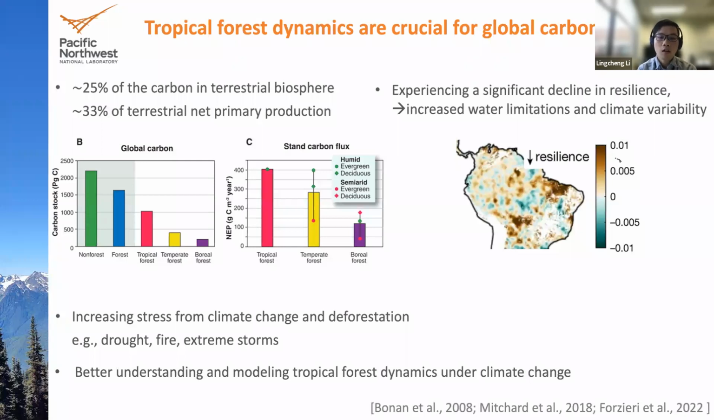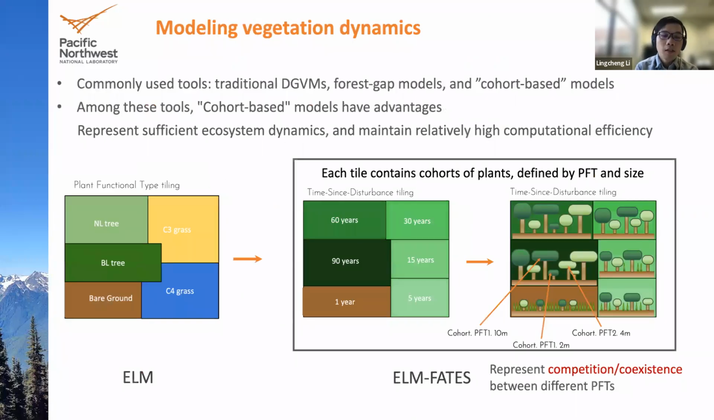So to better understand forest dynamics under climate change, we usually use dynamic vegetation tools to simulate forest dynamics. What kind of tools do we use? Generally, we have 3 types of dynamic vegetation tools. One is the traditional dynamic global vegetation model, another is the forest gap model, and also the cohort-based models. Compared with the traditional DGVMs and forest gap models, cohort-based models have advantages: they can represent sufficient ecosystem dynamics, but also maintain relatively high computational efficiency.